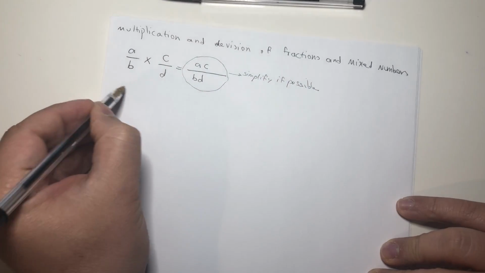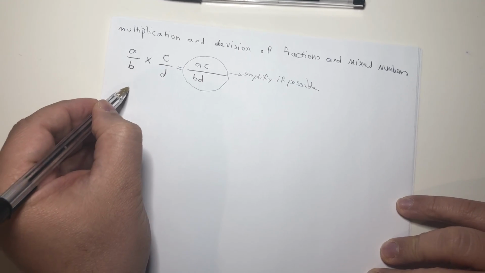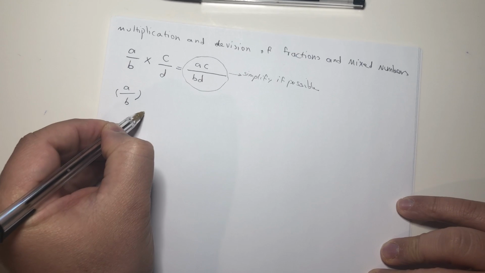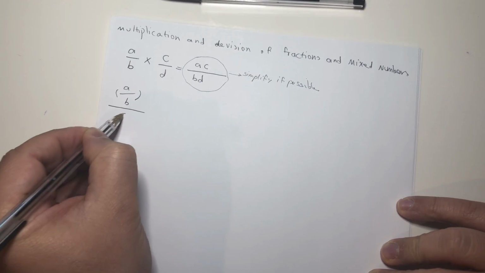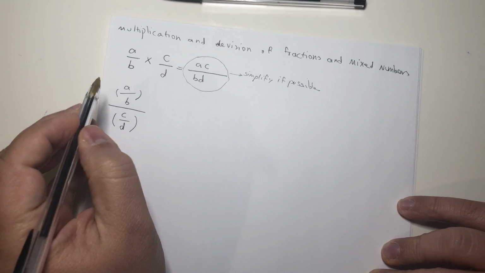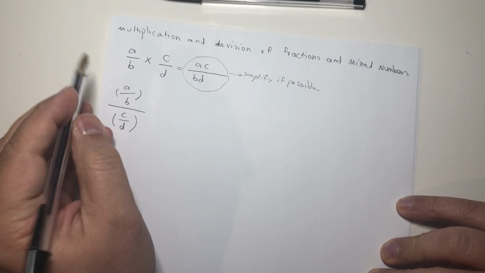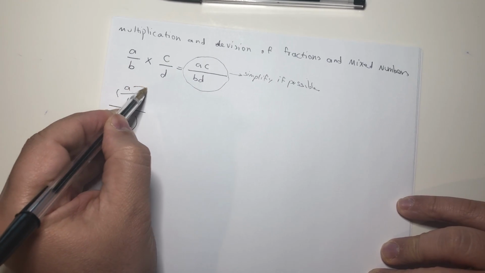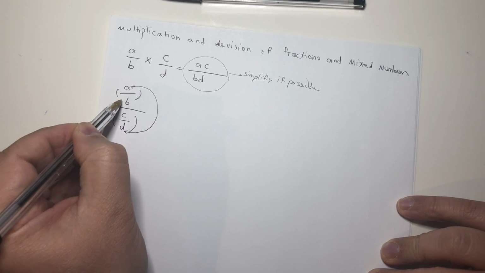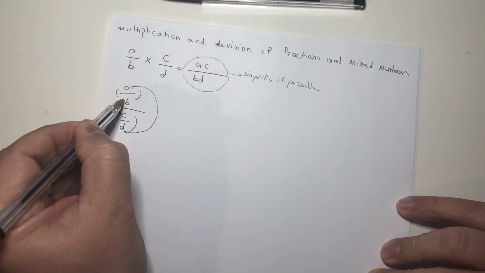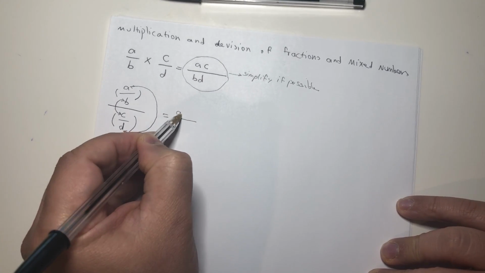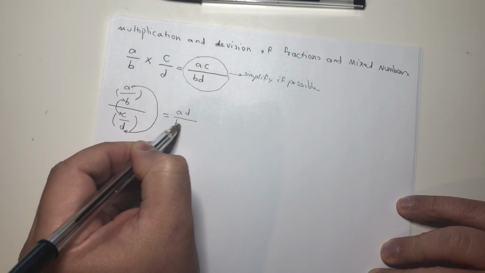For the division of the fractions, if we want to divide a over b divided by c over d, there's a simple rule to follow. And that is that we multiply a to d and b to c and divide them to each other. So it will be equal to AD over BC.